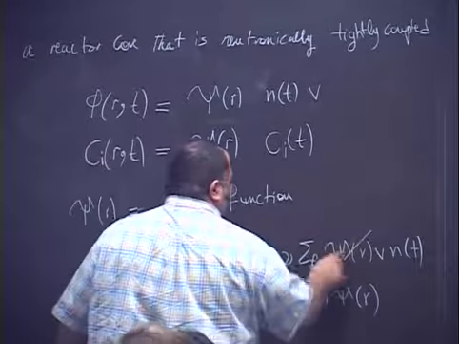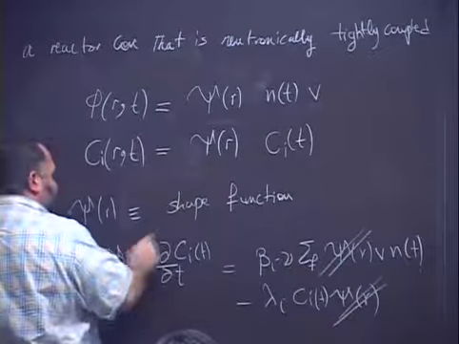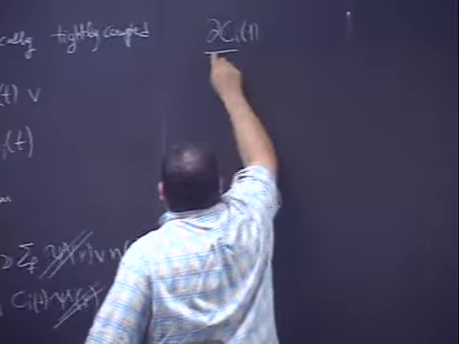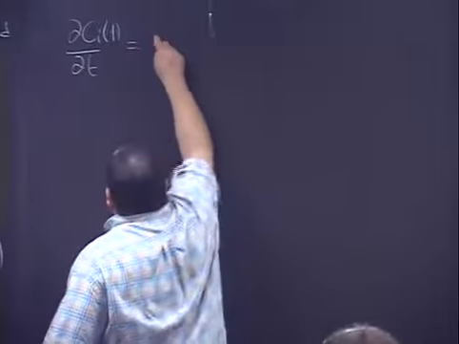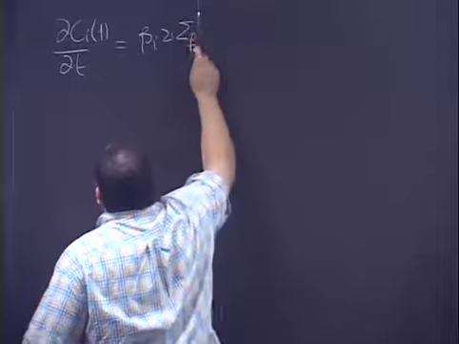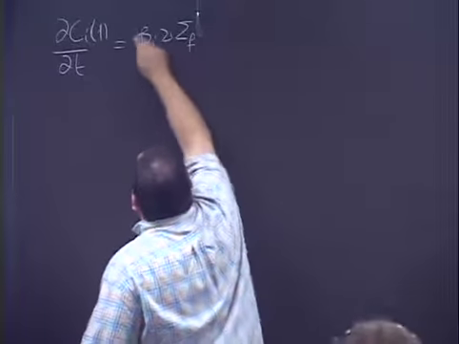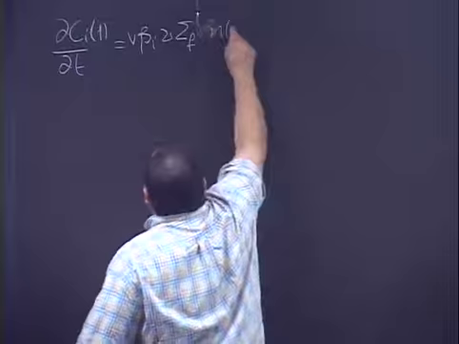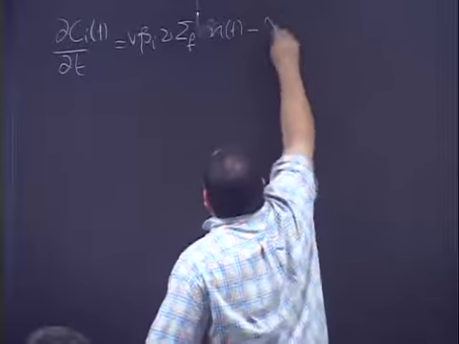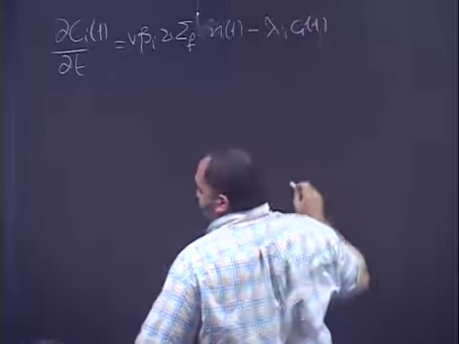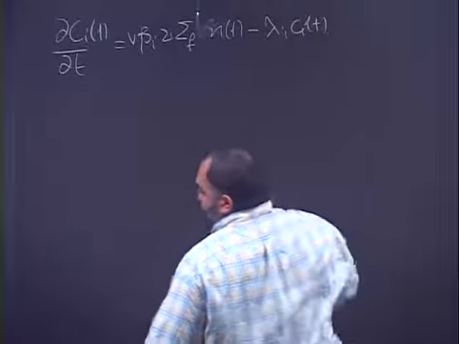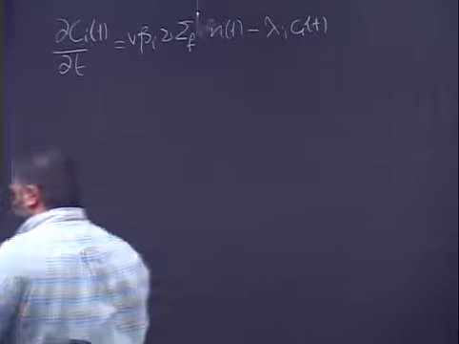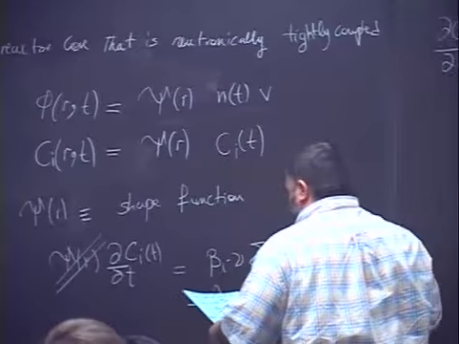So all you will do is cancel it, and you will have dCi of t by dt equal to beta i nu sigma fission multiplied by velocity multiplied by n of t, minus lambda i Ci of t. Okay, guys? And there is no vi here.